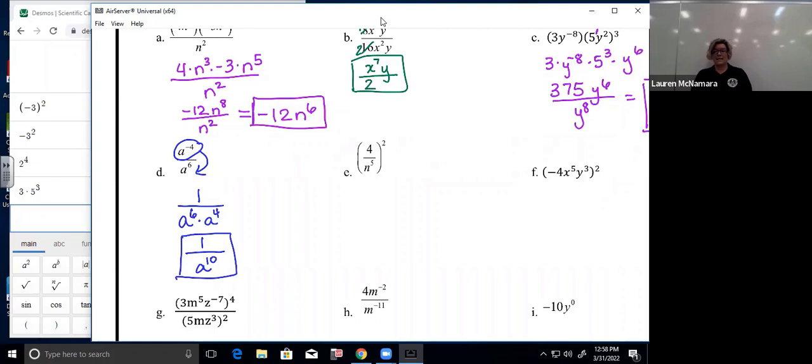Looking at E, do I have parentheses here? Yes, I have parentheses. I have to get rid of my parentheses first. Every exponent on the inside of the parentheses gets multiplied by the exponent on the outside of the parentheses. So I'd have 4 to the 2nd divided by n to the 10th. Simplifying 4 to the 2nd, I get 16 divided by n to the 10th. There's my answer.